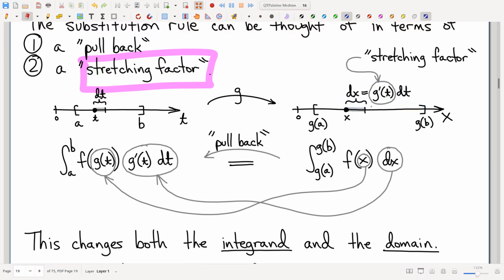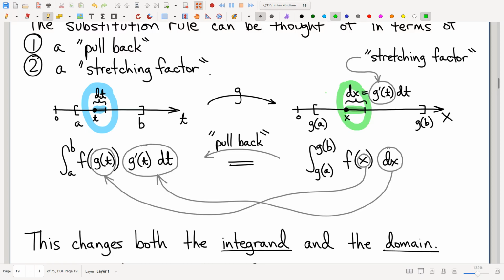And I would propose it's like this: if I have a little piece of the t-axis of a certain size, let's call the size dt, right? That is going to have as its image a little piece of the x-axis. I'm going to say its size is dx.